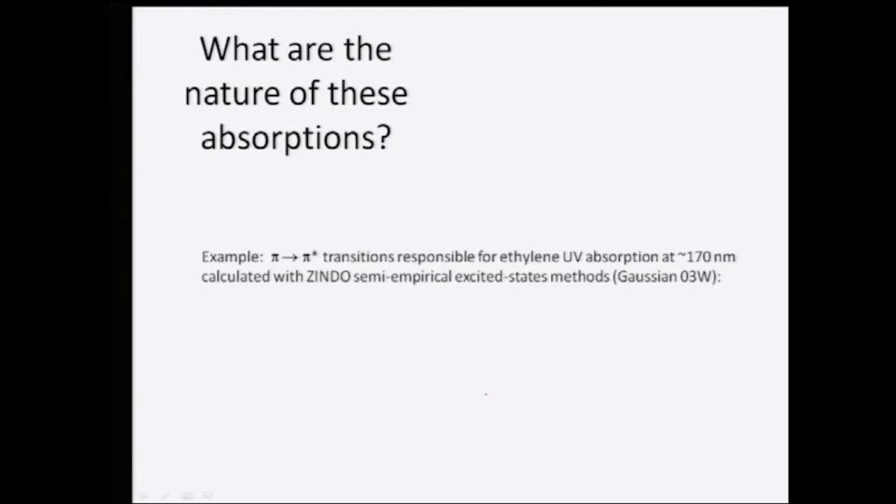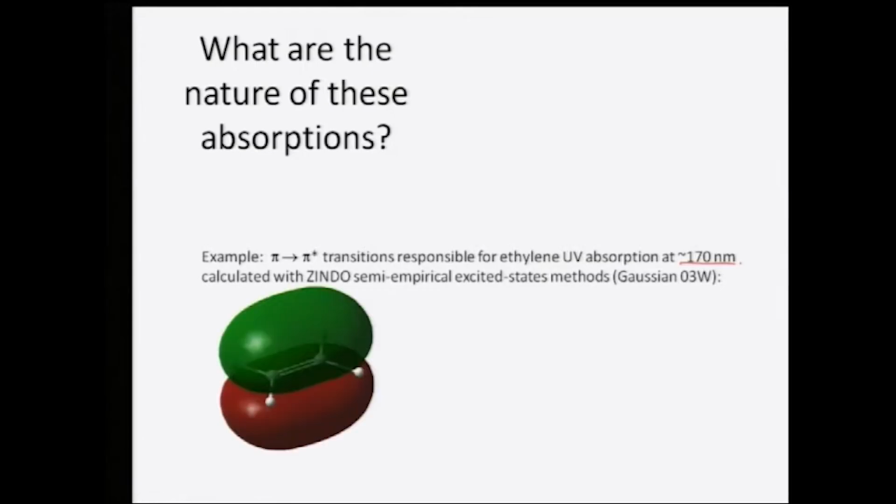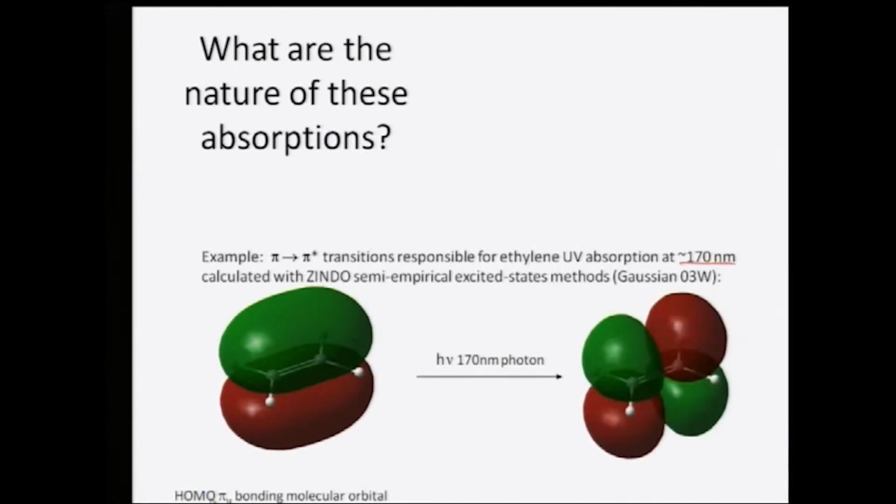Just now I told you, one example is the pi to pi star transition in ethylene at about 170 nanometers, and it can be calculated using software. This is the HOMO pi. HOMO means highest occupied molecular orbital, and you have the LUMO, lowest unoccupied molecular orbital, and you can see it is going from a bonding molecular orbital to the anti-bonding molecular orbital, that is pi to pi star. If I apply a 170 nanometer photon, these transitions can be easily detected.